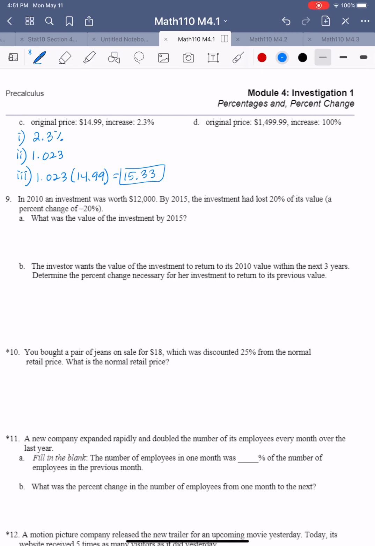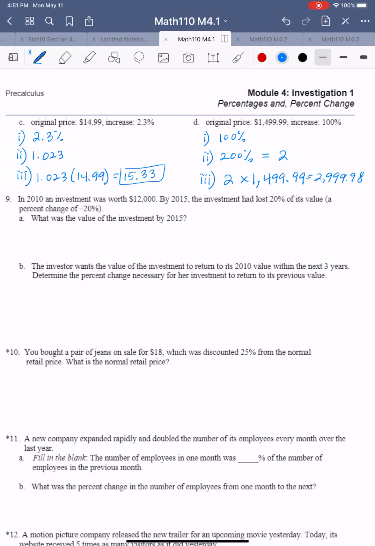Number 4, the original price was $1,499.99, an increase of 100%. Which is 100% plus another 100%, so it's going to be 200%. The increase is 100%, sorry about that. So it's a 100% increase. And in order to multiply the original price, there's 100% you still need to pay plus another 100%. It makes 200%, which makes a 2. And then you multiply 2 times the original price, and it becomes $2,998.98.